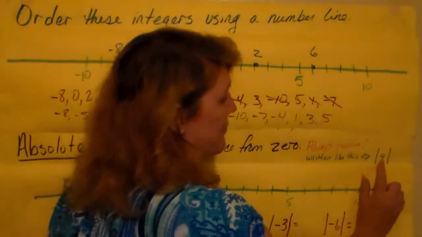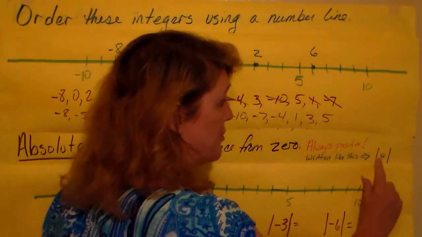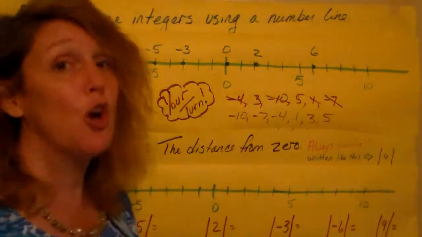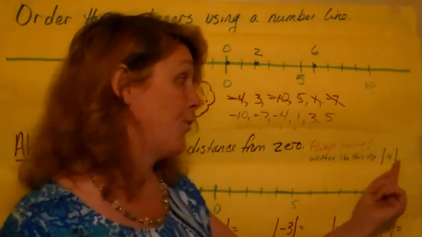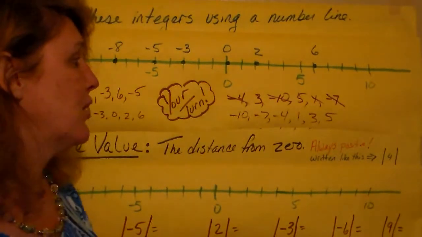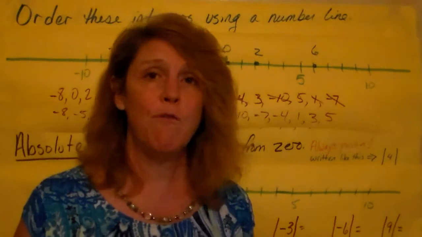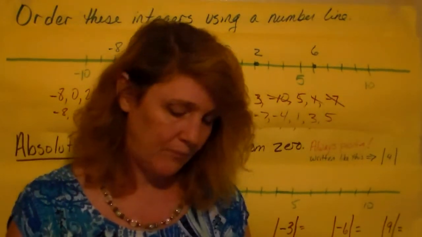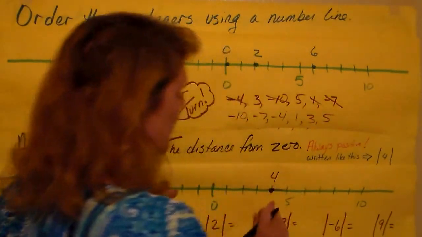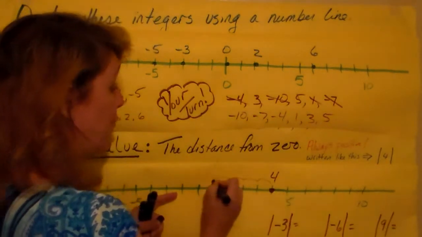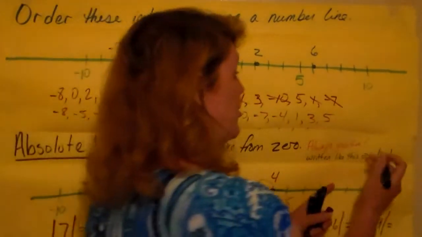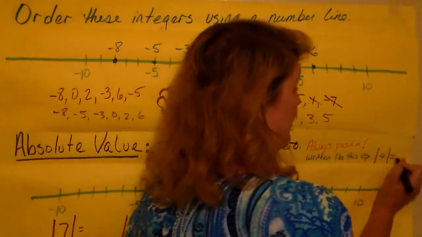We've got our number, 4, and we put it in these 2 big long parallel lines. We have to make them larger than the number so that it doesn't look like 141. We want to make sure these look like parallel lines. The question it's asking is, how far away is it from 0? So if we were to graph 4, and have a look at it, it is 4 spots away from 0. So the answer to what is the absolute value of 4 is 4.